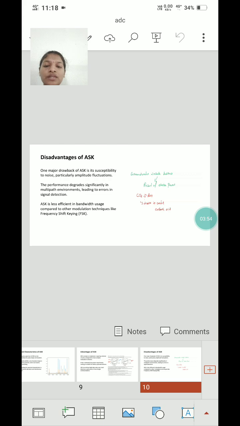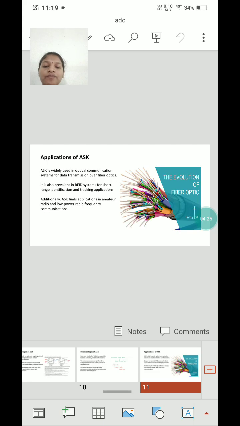Next, we can go through the disadvantages of amplitude shift keying. One major drawback of amplitude shift keying is its susceptibility to noise, particularly amplitude fluctuations. The performance degrades significantly in multipath environments, leading to errors in signal detection. It is also less efficient in bandwidth usage compared to other modulation techniques like frequency shift keying.